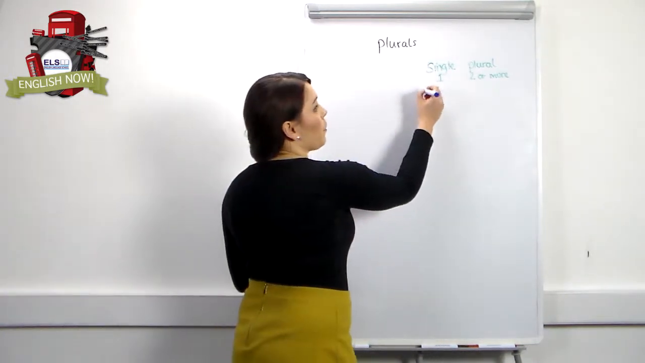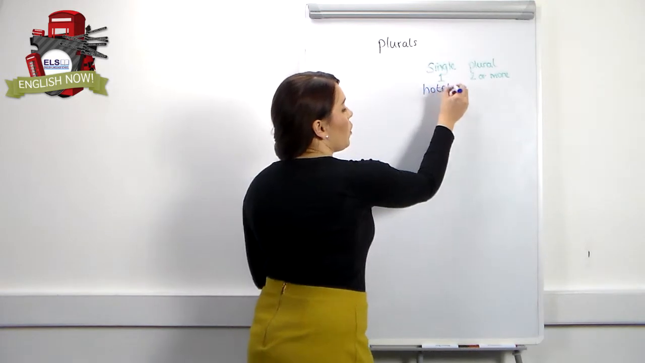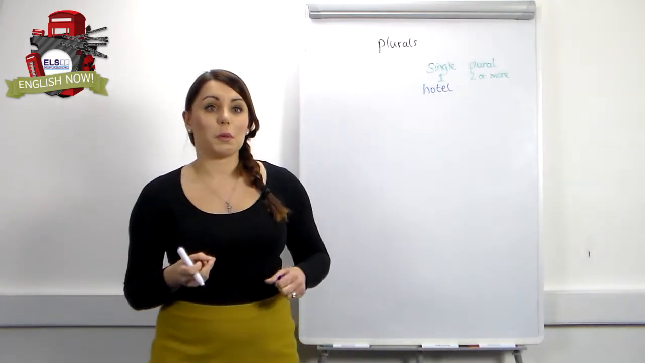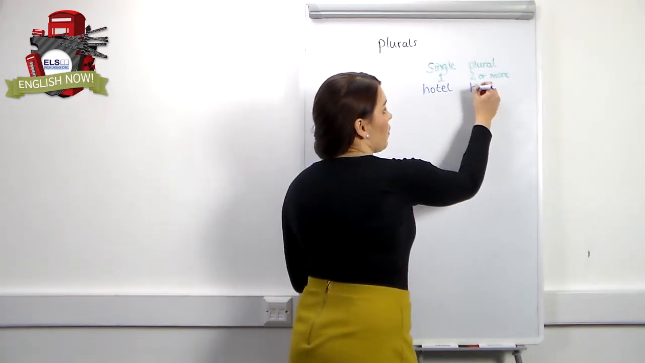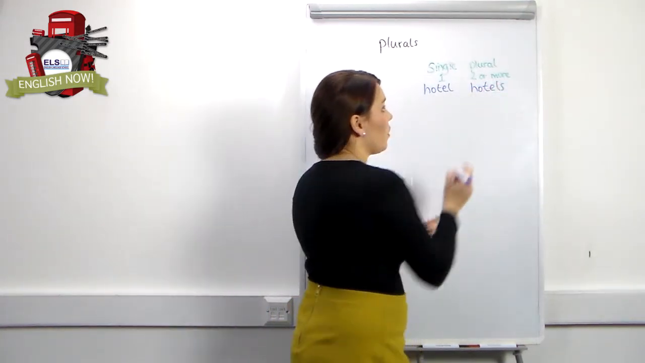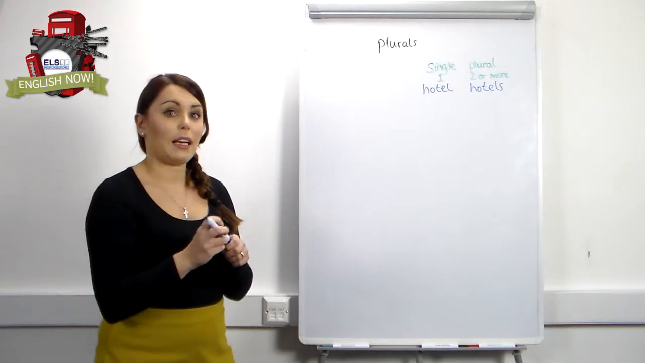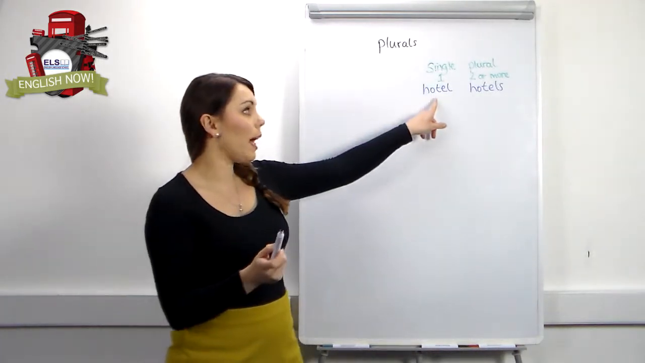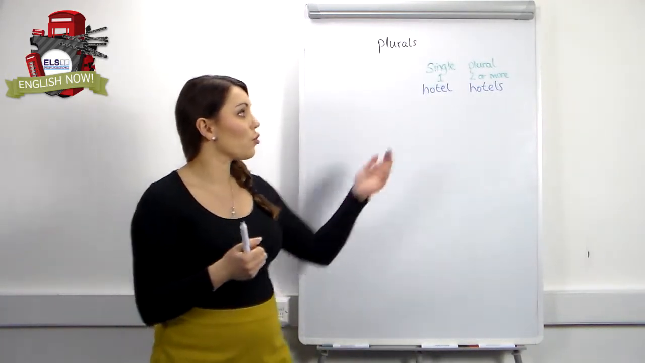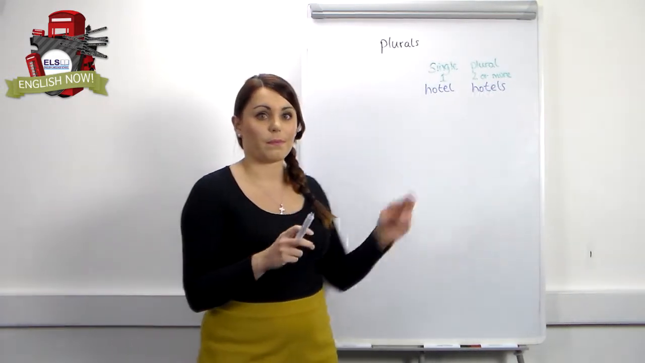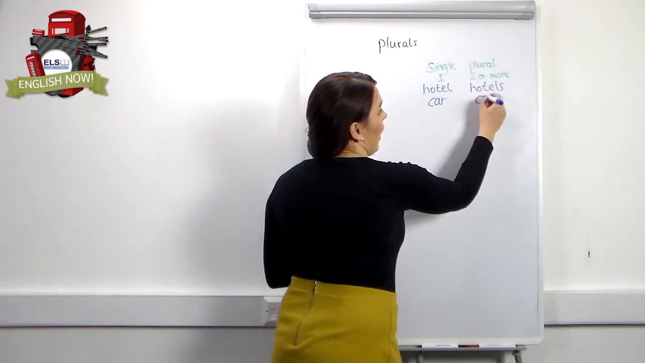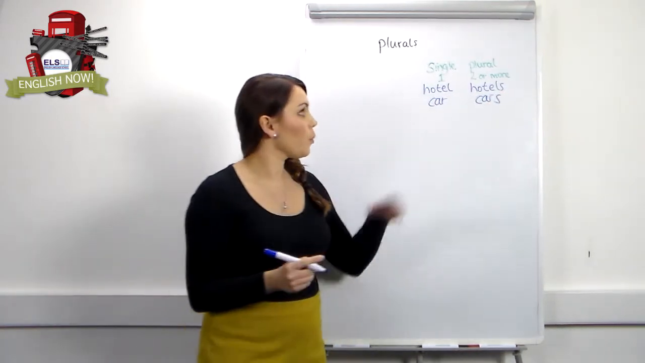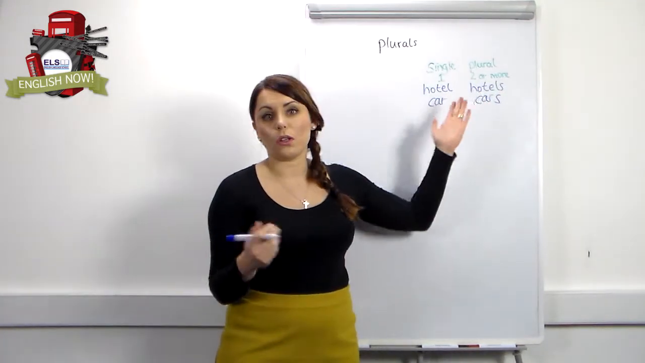Say, for example, we have one hotel. If we were talking about two or more, we would just add s. Hotels. I have stayed in one hotel. I have stayed in two hotels. The same for car. We would just add s. One car, four cars.